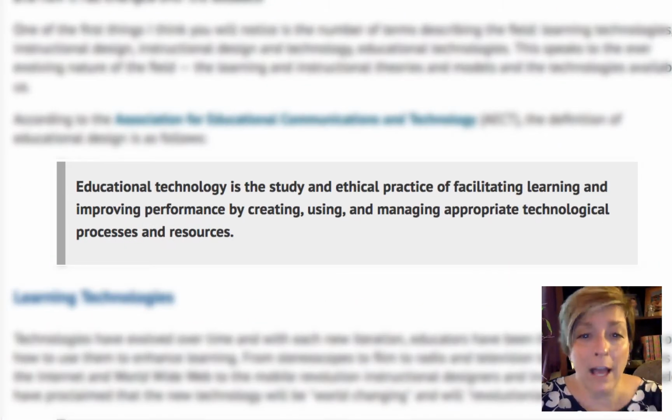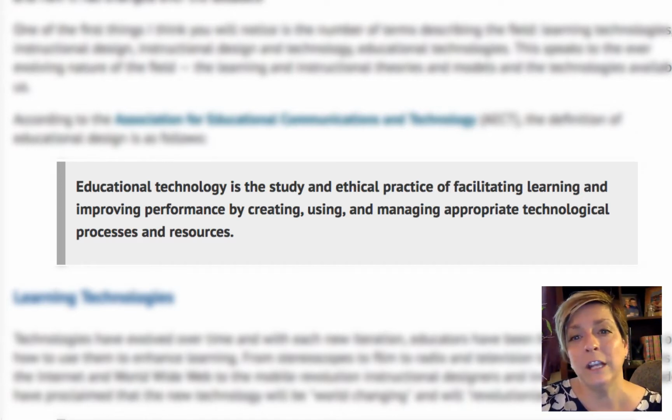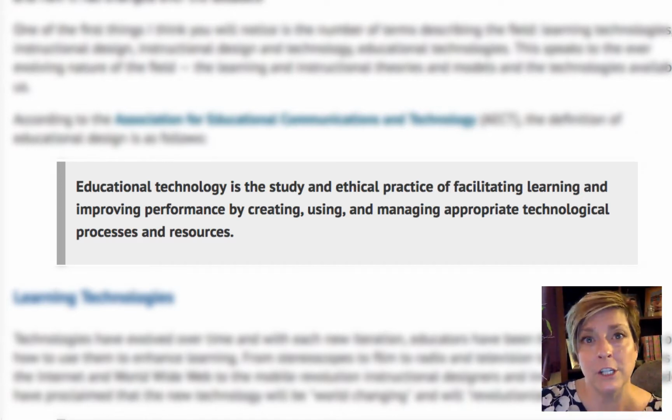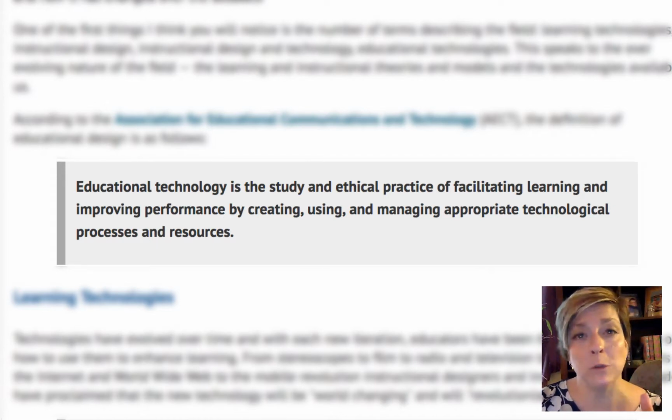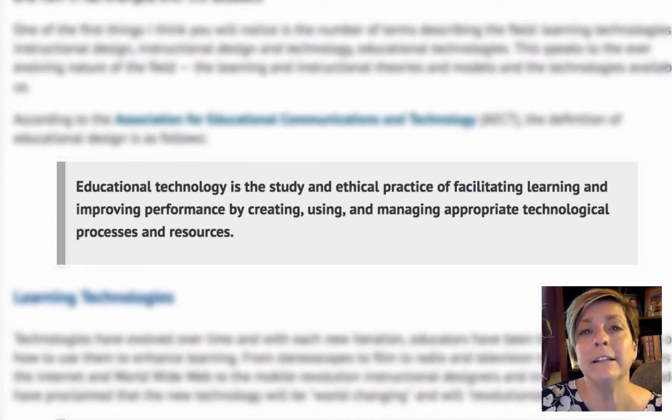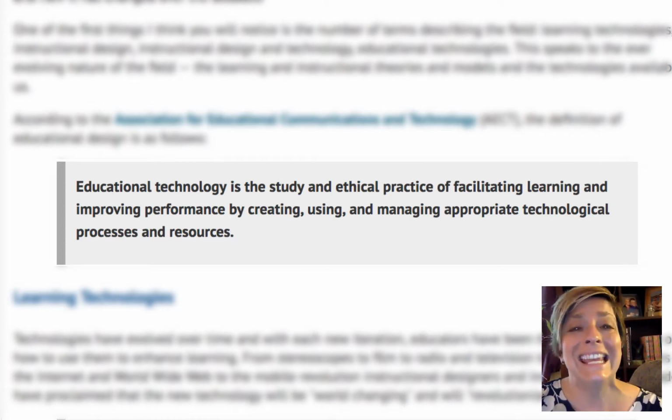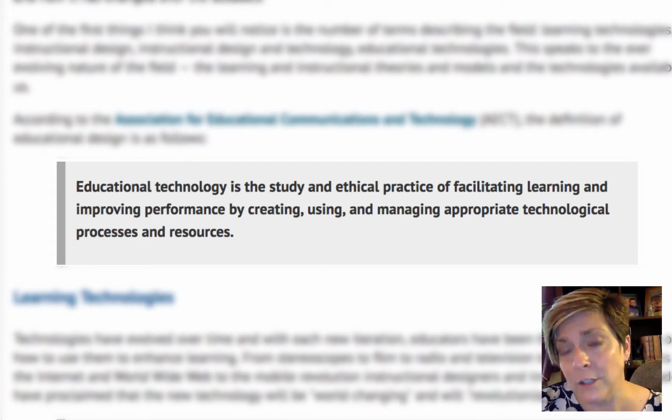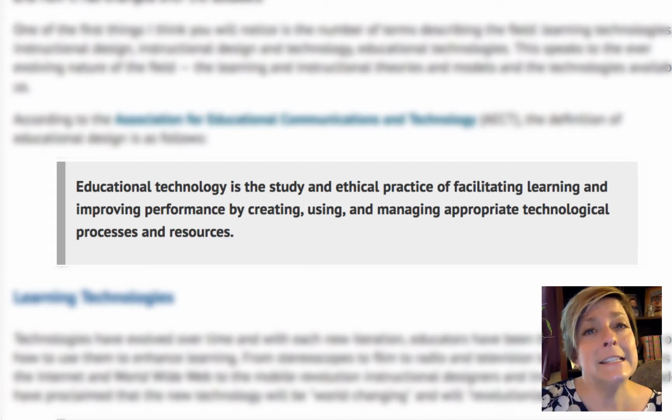It is defined by the Association for Educational Communications and Technology, or AECT, which is a professional organization, as the study and ethical practice of facilitating learning and improving performance by creating, using, and managing appropriate technological processes and resources. So the processes and resources is a really important piece, because you will see that learning technologies or educational technology is not simply the technology.